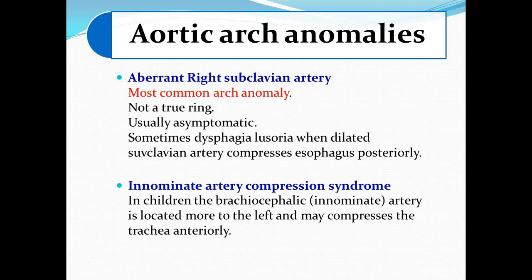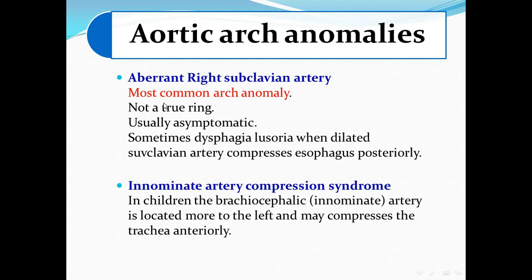Let's talk about the anomalies of the aortic arch. The most common one, and the one that is most probably going to come up in the exam, if anomalies are considered, is the aberrant right subclavian artery. In this case, the right subclavian artery is not coming from the brachiocephalic trunk, it's coming from the aorta, and it has a different course.